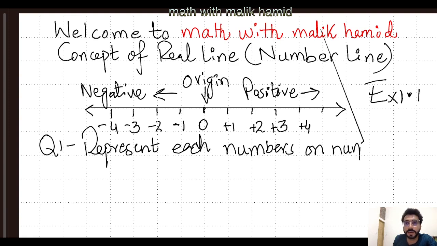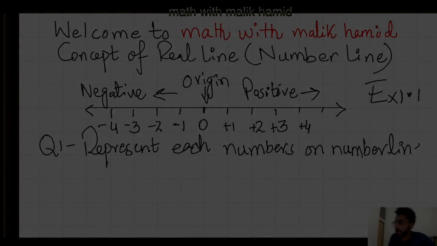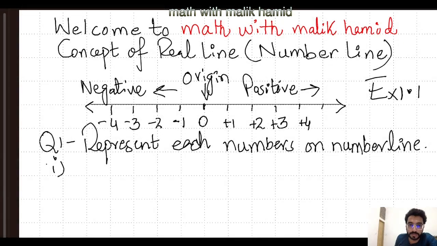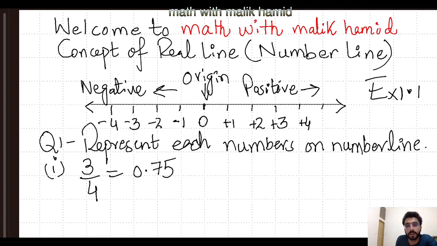Question 1, the first part, mentioned 3 by 4. When we divide 3 by 4, we get the answer in decimal, 0.75. Simply, how do we represent this number? Simply draw a line. As 0.75, a number is between 0 and 1.